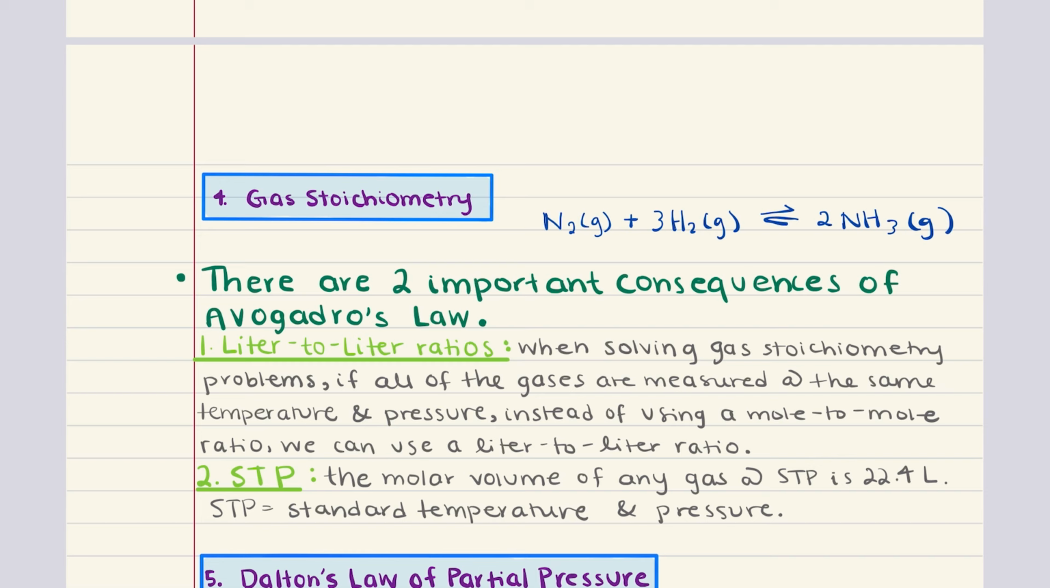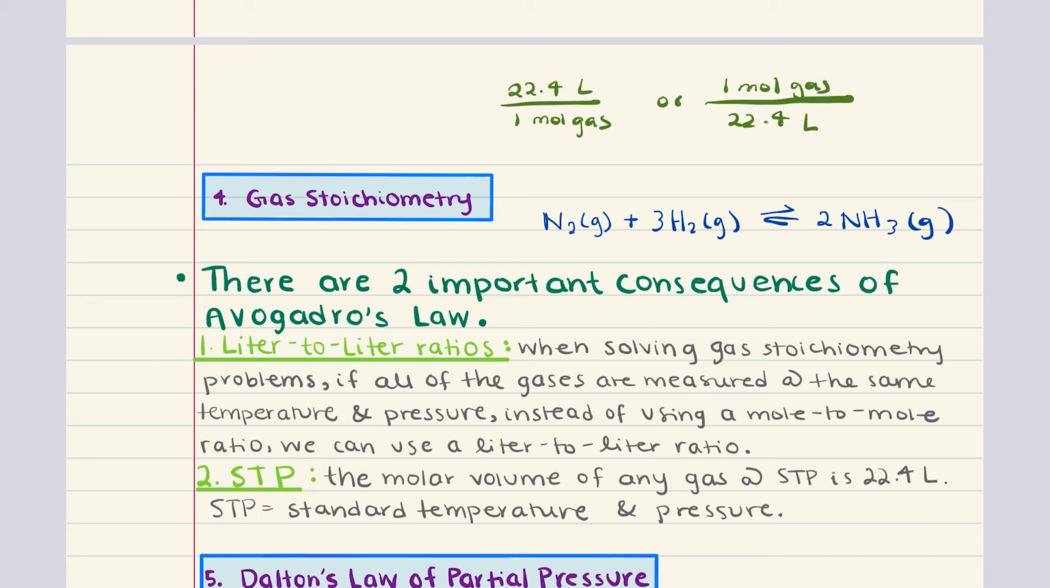The second important consequence of Avogadro's law is that the molar volume of any gas at STP is 22.4 liters. STP stands for standard temperature and pressure, and that is equal to 273 Kelvin and 1 atmosphere. Now, molar means pertaining to 1 mole. So just as molar mass means the mass of 1 mole, molar volume means the volume of 1 mole. So in other words, the volume of 1 mole of any gas at 273 Kelvin and 1 atmosphere is 22.4 liters. And this gives us these 2 important conversion factors.